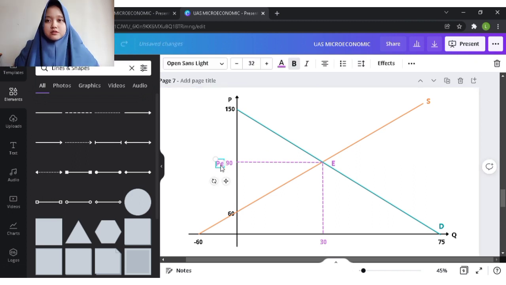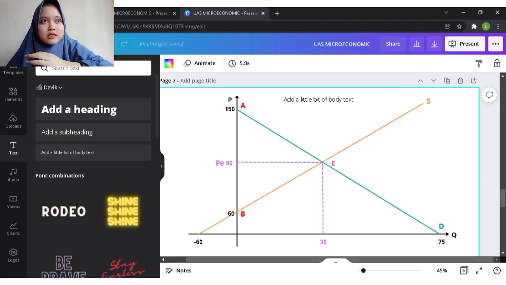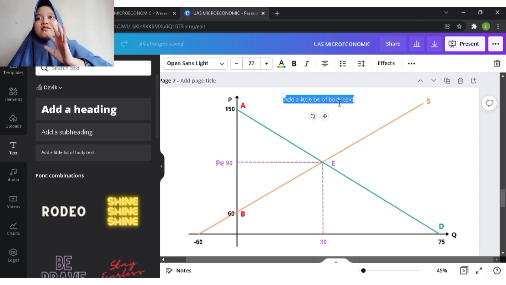Okay. So after that, we can determine the consumer surplus and producer surplus, because the question refers to the surplus of both consumer and producer. So we must determine the area of consumer surplus and the area of producer surplus. Consumer surplus is basically when the consumer is able to pay more than the equilibrium price.